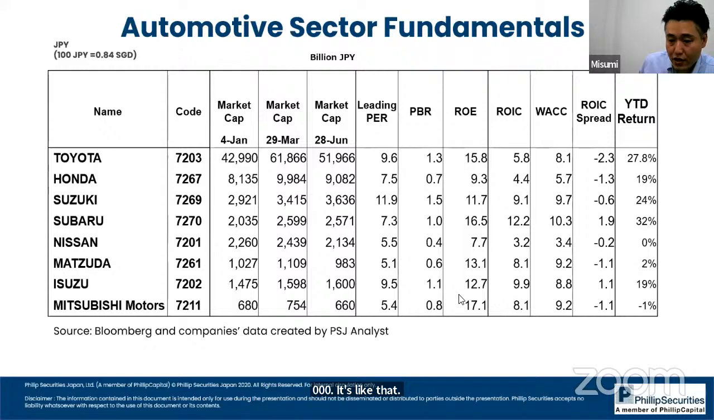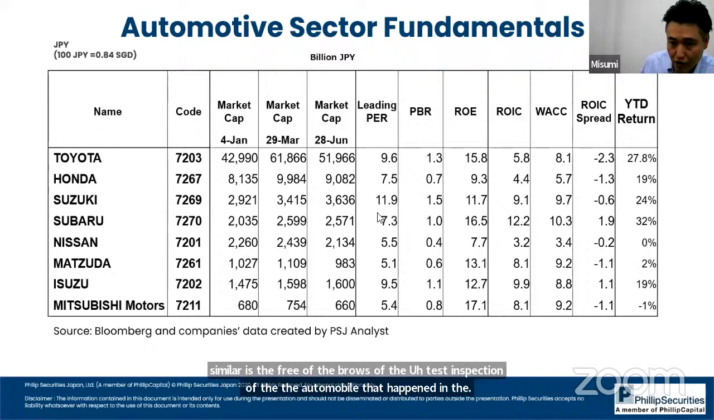And Mazda, Isuzu. Isuzu is a subsidiary of Toyota. I'm sorry, it's not Isuzu. Sorry, it's a mistake. Subaru is a subsidiary of Toyota, and it's almost the same. YTD return is very strong in Toyota, Honda, Suzuki, and Subaru. And Subaru is free of the fraud of the test inspection of automobiles that happened in the last quarter of this year.